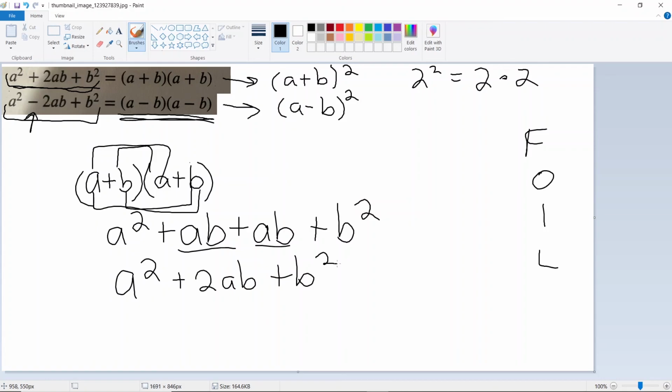But since you know it's a pattern, you could be very quick with it. It wouldn't take as much time as actually FOILing it because you've got these patterns committed to memory and you recognize them when they happen.